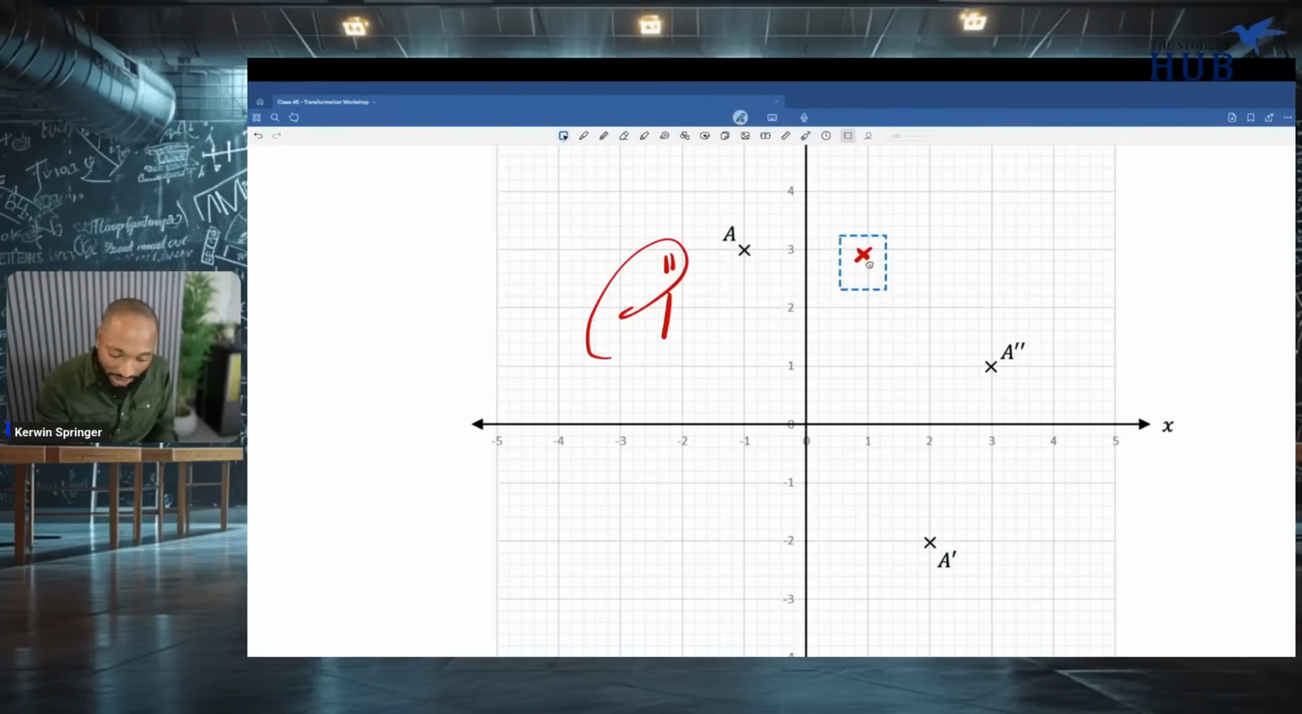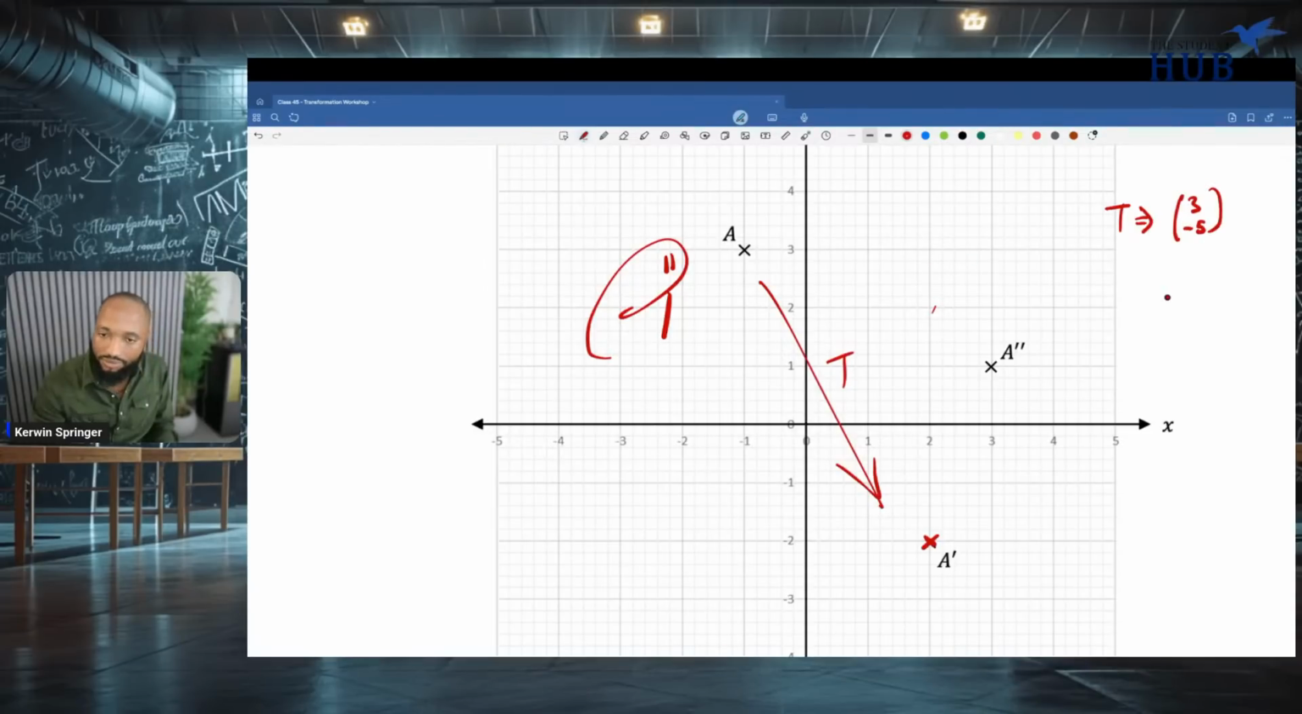So it goes across 1, 2, 3, and then it went down 1, 2, 3, 4, 5. So how do you think we'll describe this translation? If there's a translation called T, T represents you go across 3 and you go down 5. That's it. Put Y in the chat if you understand. So it's (3, -5). And if we call this translation Q, what numbers do you think we'll put here?